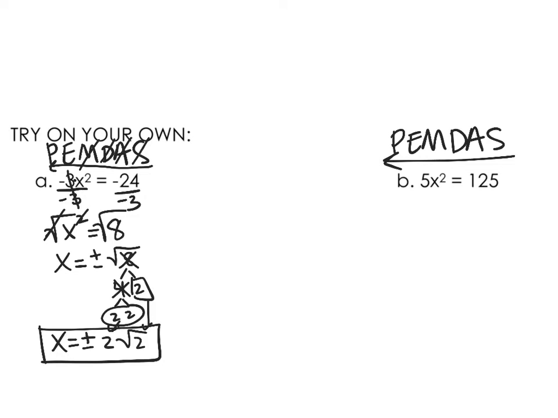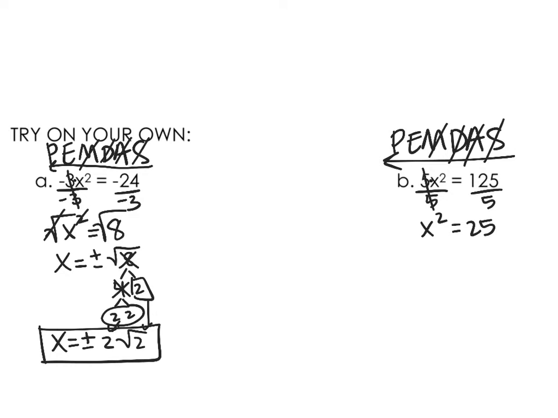Alrighty, let's look at the next one. I do not have adding or subtracting yet. I do have something that's 5 times, so I'm going to get rid of it by dividing by 5. So if I do that on both sides, this is going to cancel, leaving me with x squared. And 125 divided by 5 is going to leave me with 25.